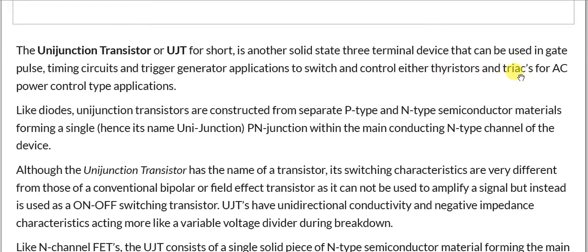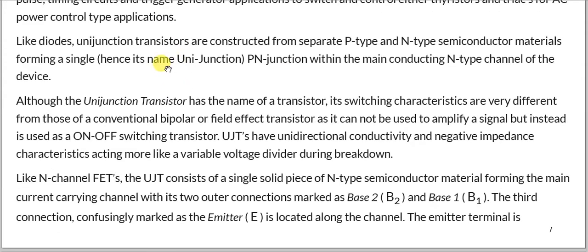Triac is also a device for AC power control type applications. Triac, thyristor and diac are the other special devices. So for triggering these devices, this UJT transistor is used. Like diodes, unijunction transistors are constructed from separate P-type semiconductor material and N-type semiconductor material, forming a single P-N junction, hence its name unijunction, within the main conducting N-type channel of the device.